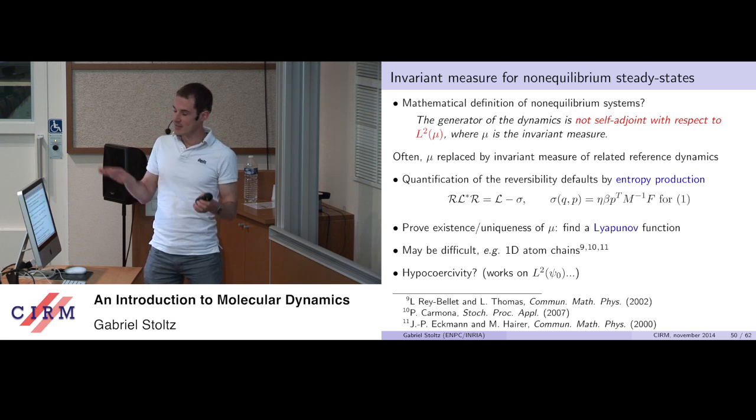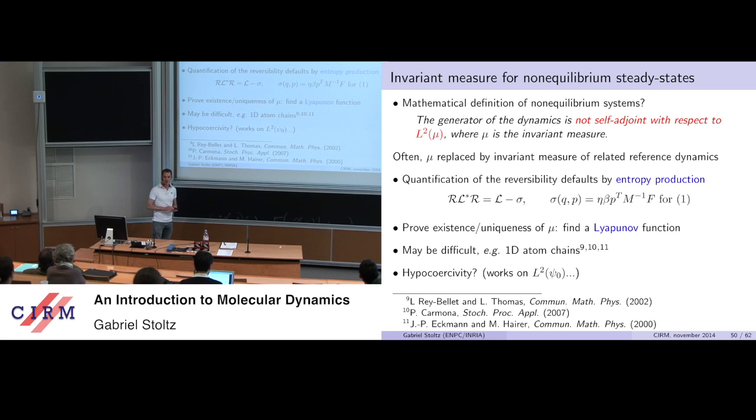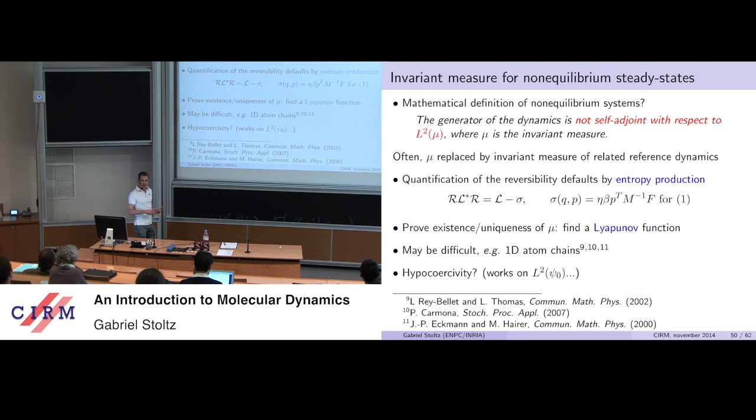So simply bear in mind that overdamped Langevin and Langevin were dynamics which could be considered as equilibrium dynamics, whereas the dynamics here in the previous slides genuinely are non-equilibrium because the generator is not self-adjoint.